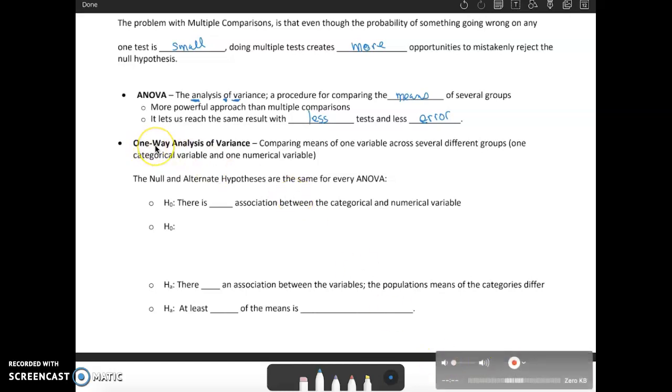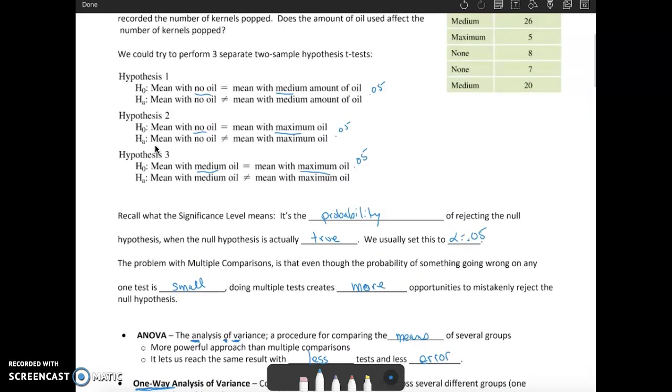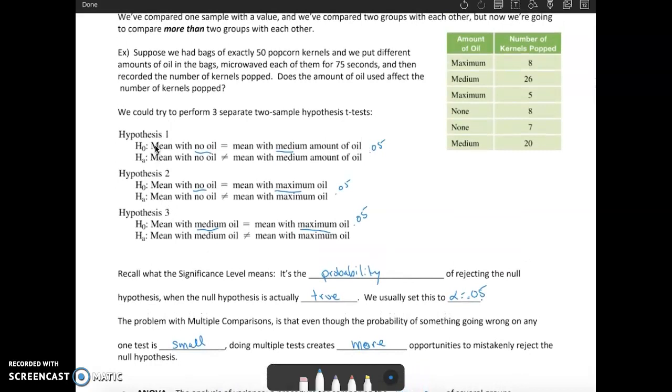The one-way analysis of variance is specifically the ANOVA test that we're going to be looking at. The one-way ANOVA test is when you compare means of one variable across several different groups. So it's one categorical variable and one numerical variable. If you look up at the example, that is exactly what we had. We had categories, the amount of oil, which is a category, and we were comparing that with a numerical variable, the mean number of kernels popped.